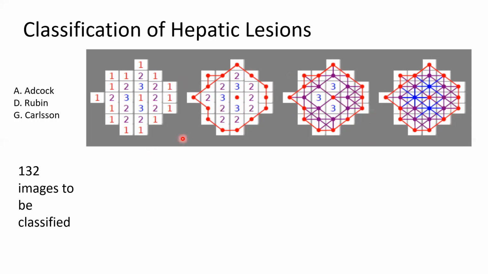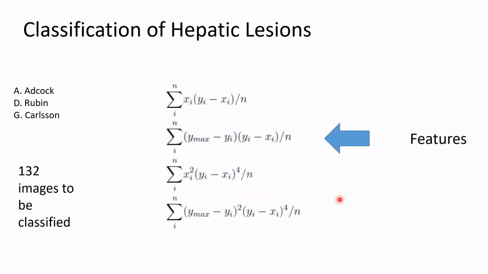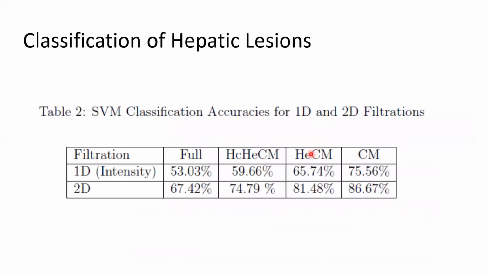And then what we do is we just compute the persistence of each one of these complexes and the barcodes as they change. So for example, here are the 0 and 1 dimensional barcodes for this example. They take these barcodes and then use a collection of features from the previous paper, these polynomial features. And then with this type of functional featurization, what they get is classification results in the 70s to 80s range.